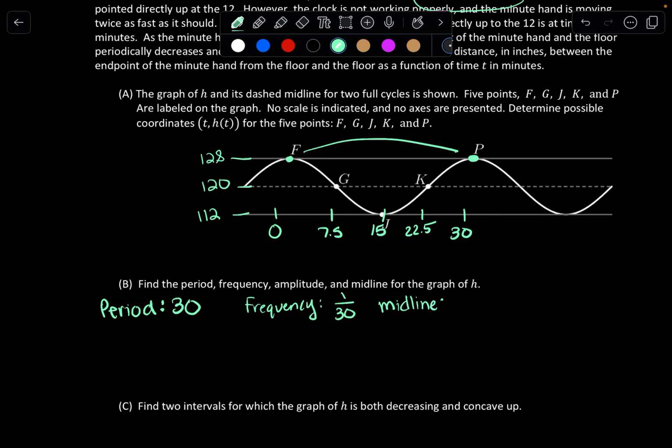The midline, we can just pull directly from our graph. It's not a graph, it's just, well, it is a graph. There's just no scale or axes. We can use that 120 for that. And then our amplitude is just going to be the length of the hands on the clock, which is 8 inches. So we have 120 to 128, so amplitude is 8. You can also just use the distance between here.